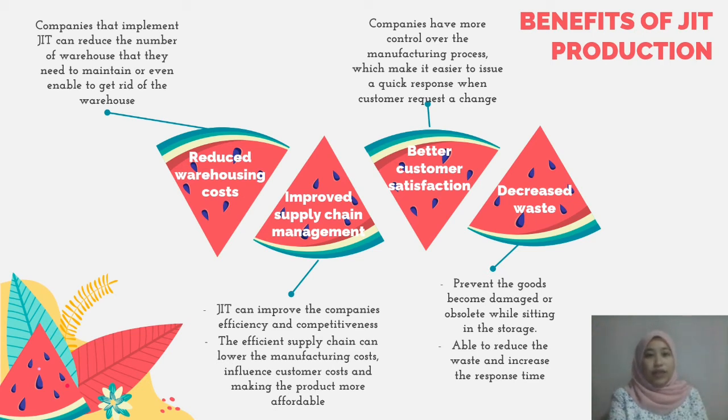The last benefit is decreased waste. A company that adopts the traditional method might, at the end, have unsold inventory that winds up as waste. That company requires a splash price to get rid of the unsold inventory, and it will affect the value of other products. So, how to avoid this? The company needs to implement JIT inventory control to prevent the goods from becoming damaged and to increase the response time.